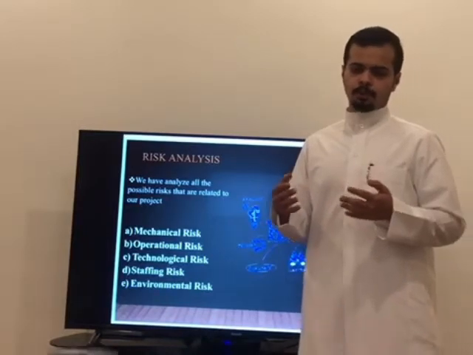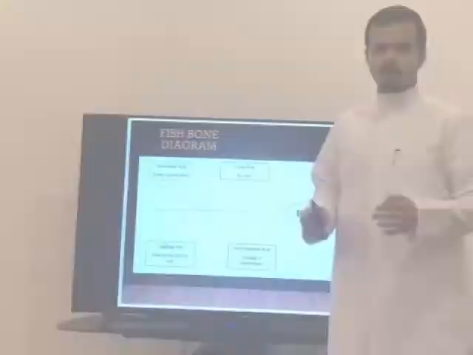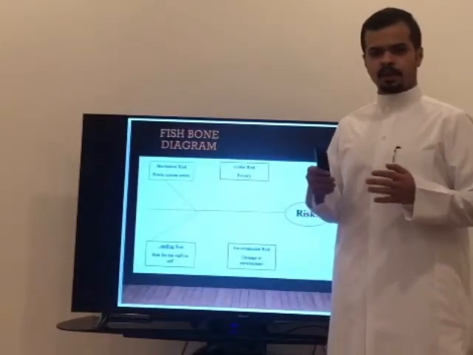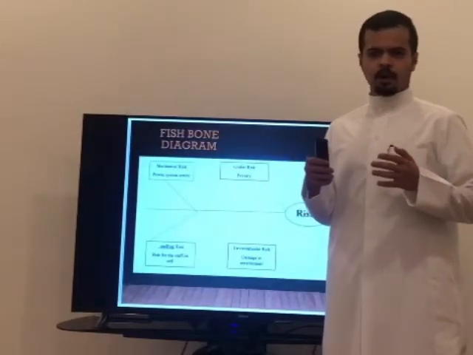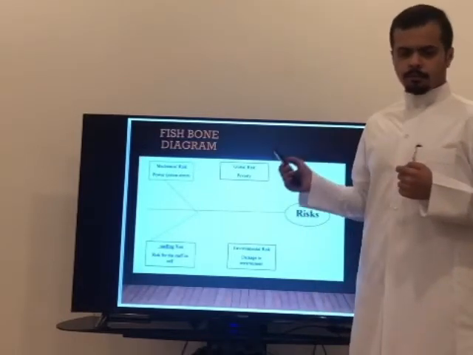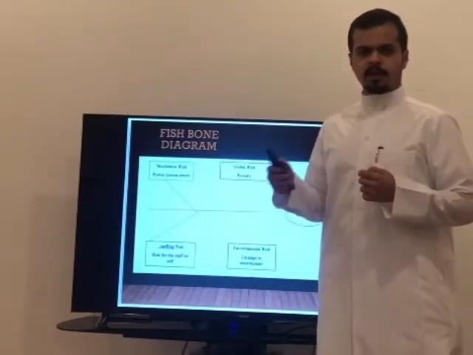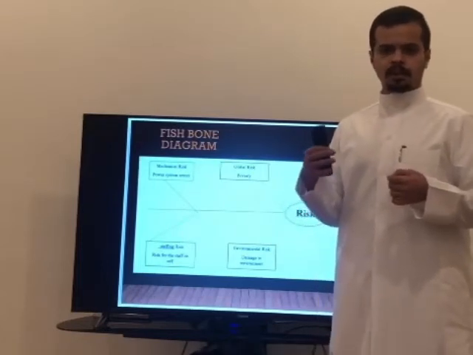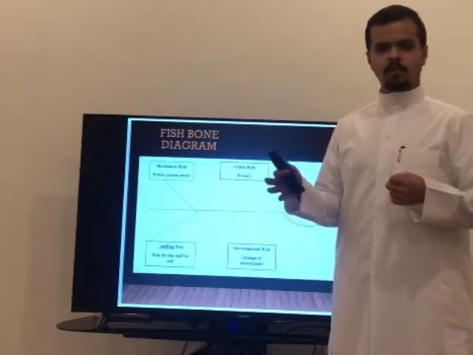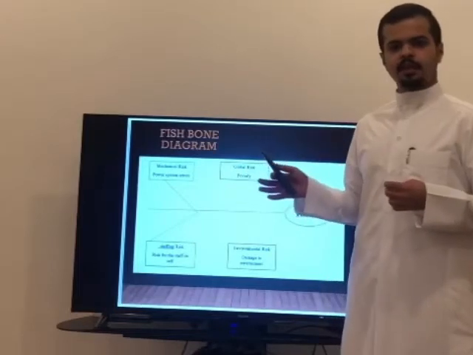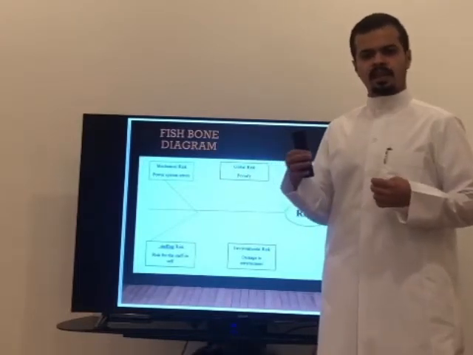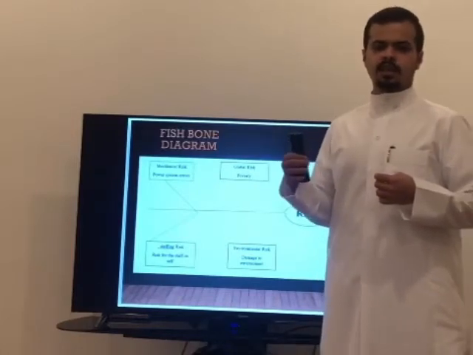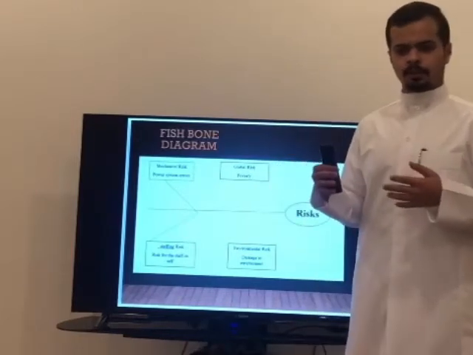Details about these risks have been mentioned in the proposal file. This is a fishbone diagram. It contains all the risks that are related to our project, like mechanical risk, which contains power system errors, and global risk, while staffing risk includes risk for the staff itself, and environmental risk causes damage to the environment.